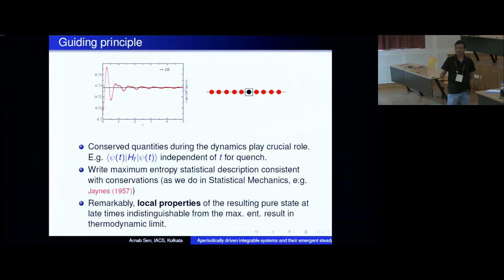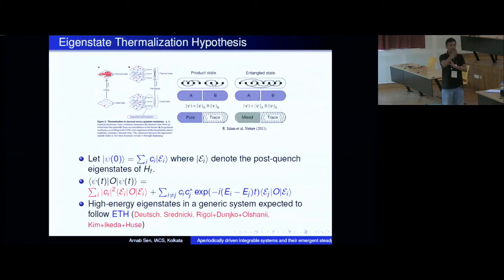Okay. And the important thing to stress here is that even though the state is pure at all times, because there's no external heat bath attached, remarkably the local properties of the resulting pure state at late times are indistinguishable from this maximum entropy result in the thermodynamic limit. Okay? So this is something which was also stressed in the pedagogical lectures. And of course I don't need to go through this because this was the last thing discussed, so this should be fresh in your memory. So at least for generic systems, we can understand this thermalization as a consequence of the eigenstate thermalization hypothesis. Okay? And this was discussed in the last talk, how this will come about.